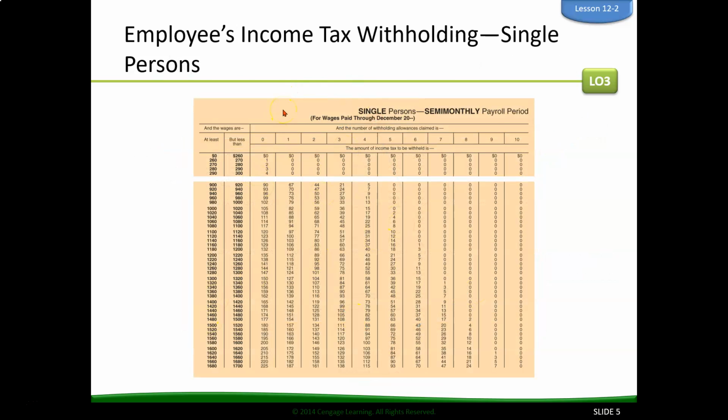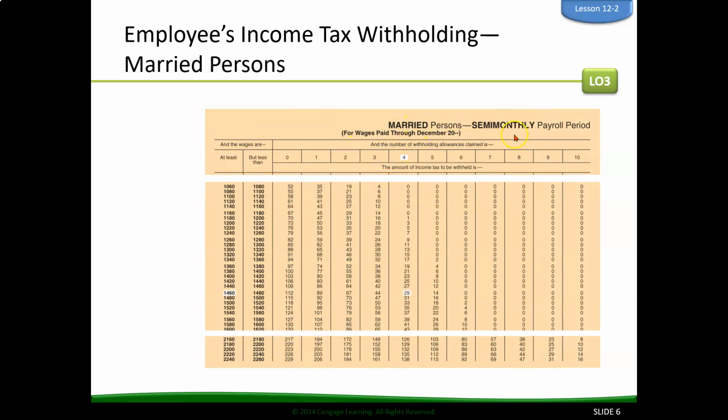Now, the picture that I'm showing you right now is a tax chart that shows you how much to withhold from a paycheck. And if you look at this chart, it is broken down into a single person's chart, and it's semi-monthly. The other chart is married semi-monthly. So that's important to note that this is a semi-monthly pay period, meaning they will get paid twice a month or 24 paychecks per year.